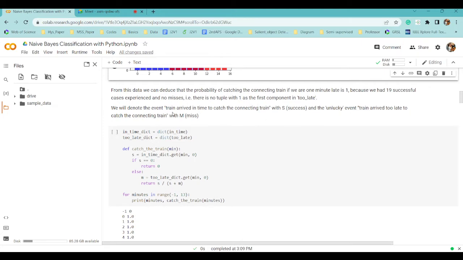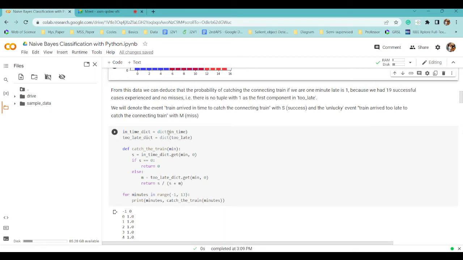We will denote the event train arrived in time to catch the connecting train with S. So if my train is coming on time, we denote it as S, that it is a success. And the unlucky event, train arrived too late to catch the connecting train, with M, that we have missed the train. Just remember S and M. S is success, that we are able to catch the connecting train, and M is that we are missing it.